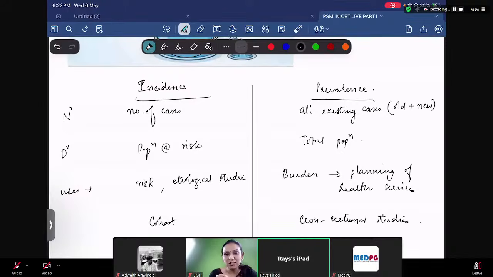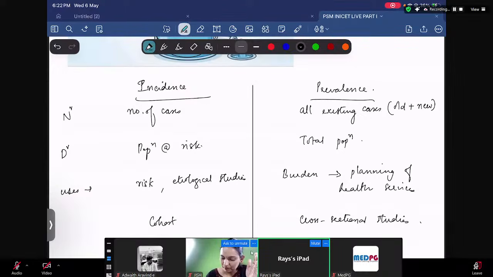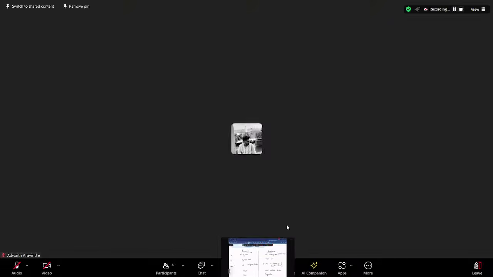But a proportion is actually a percentage. Again the numerator is part of the denominator, but the multiplier is always 100 in the case of a proportion. Remember P for P. So prevalence is a percentage or a proportion. And incidence is always a rate. So these are the basic differences between incidence and prevalence.